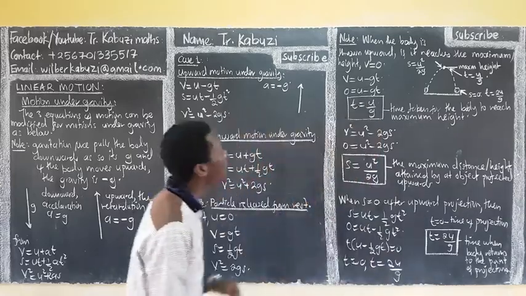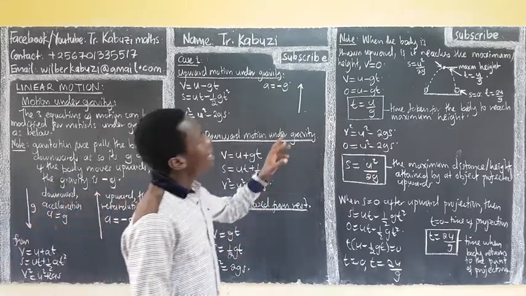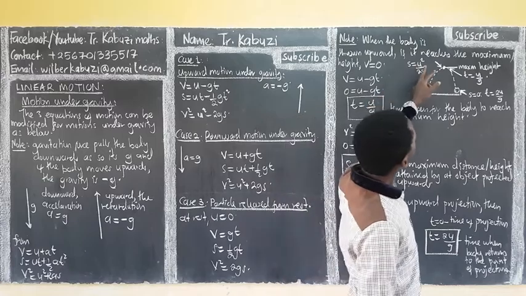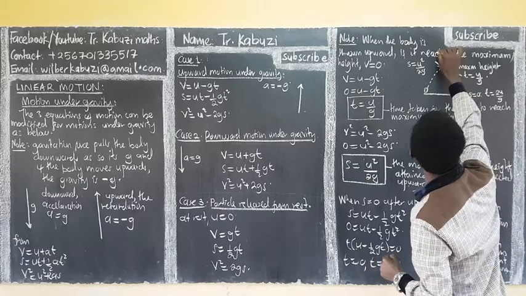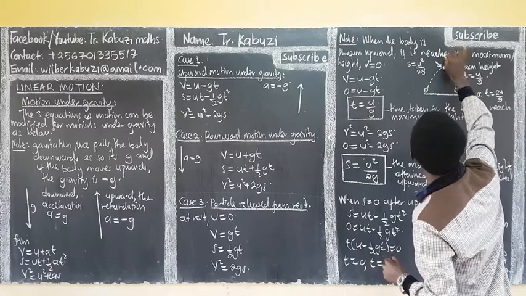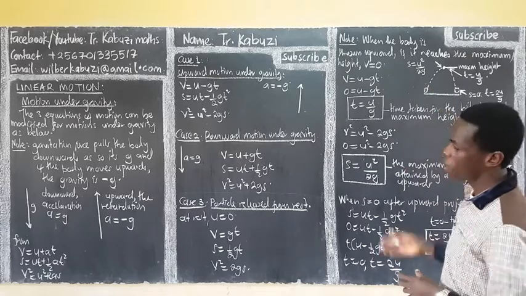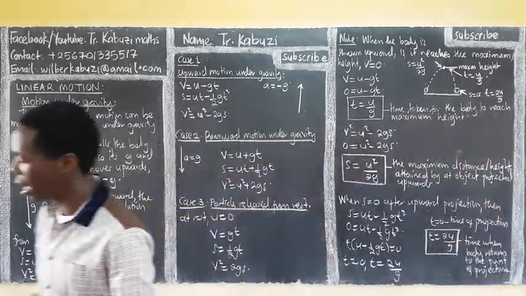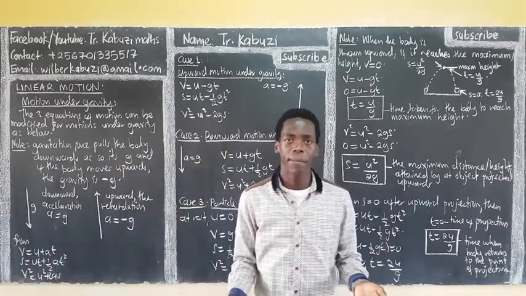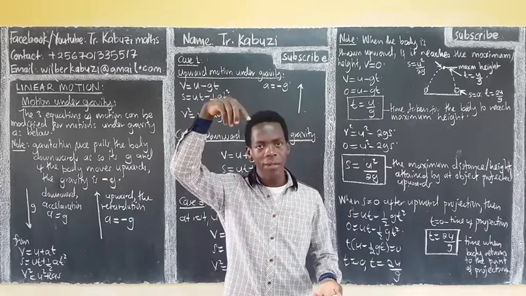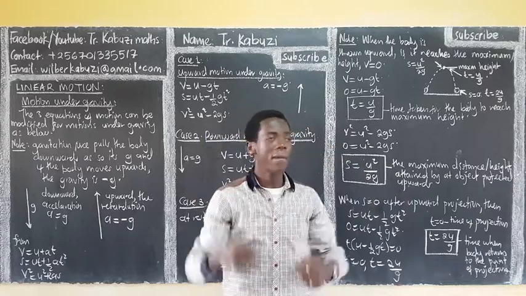Now the understanding is coming in here. When the body is thrown upward and it reaches the maximum height. Let me do some illustration here. When I throw this chalk like this, it's going to reach a certain point, then it falls down. That height it reaches before it comes back is what we call the maximum height.